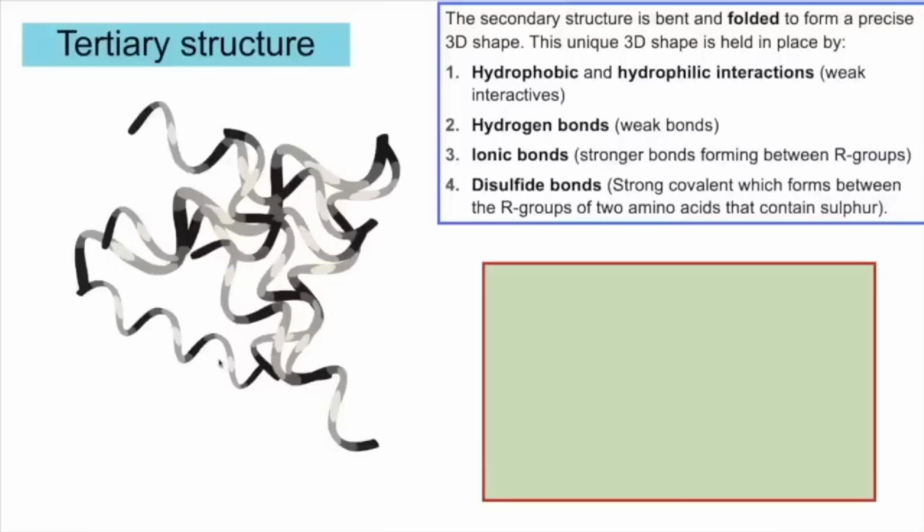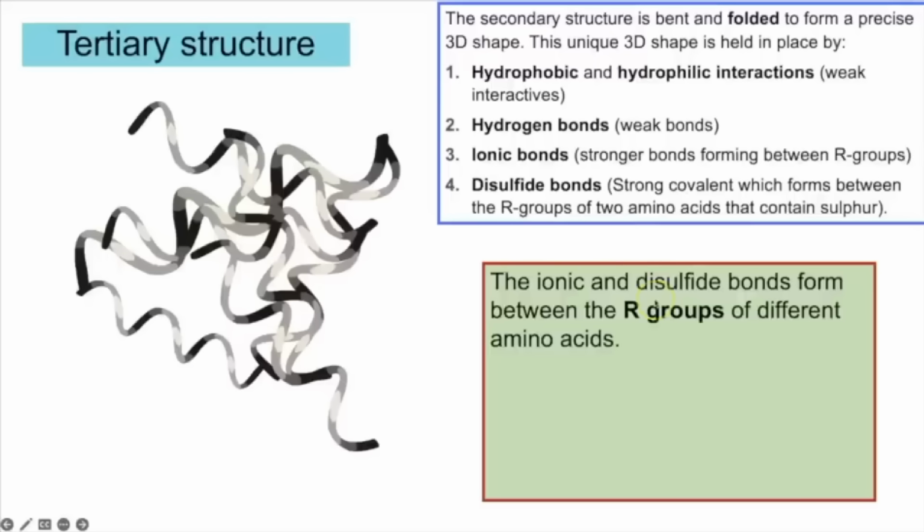The next level of organisation is the tertiary structure. And this structure is the further folding to form a unique 3D shape held in place by 4 different types of bonds. There are the hydrophobic and hydrophilic interactions, and these are very weak interactions. The hydrogen bonds, which we already saw, and again, those are quite weak. Ionic bonds are stronger bonds, and those form between the R groups of the different amino acids, and the disulfide bonds, which are only sometimes present because there has to be a sulfur in the R group between 2 amino acids for this to form.